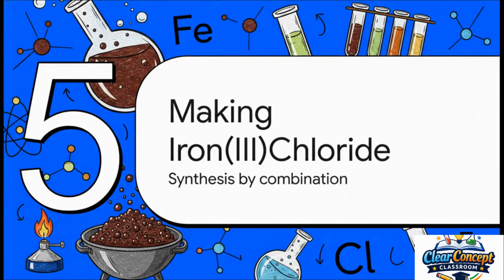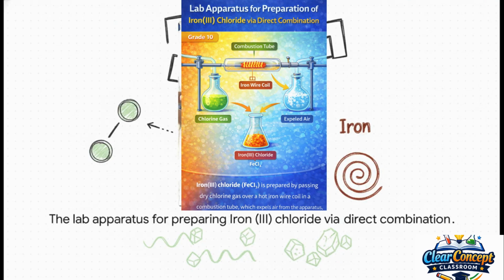All right, that's enough theory for now. It's time to head into the lab. Let's see how chemists actually make this stuff. First on our list, we're going to prepare iron(III) chloride. So this is the exact setup you'd use in a lab. The whole goal here is to combine iron and chlorine gas directly.